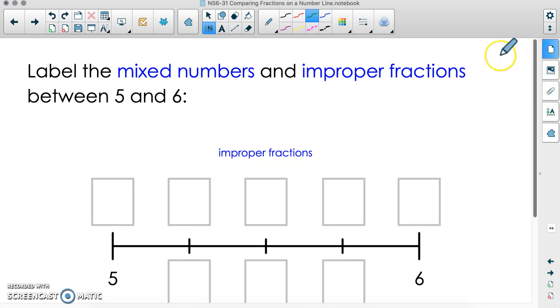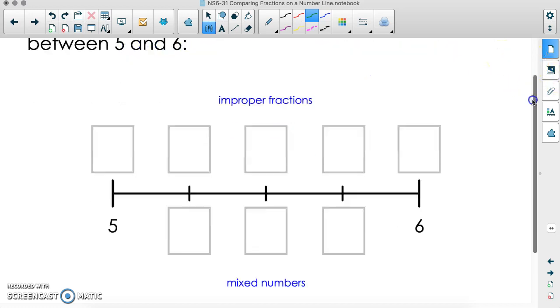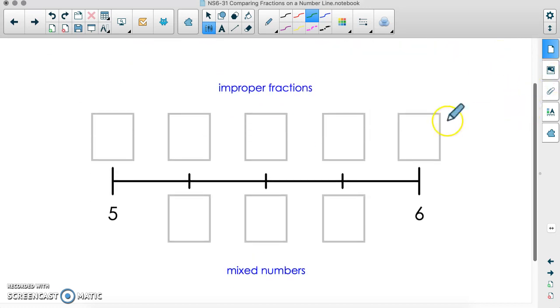So we're going to find and label the mixed numbers and improper fractions between 5 and 6 on this number line that we're given. How many parts is the number line divided into? Well, we have 1 part here, 2, 3, and 4. So the number line is divided into 4. This 4 is going to become our denominator because that's how many parts our number line is divided into.